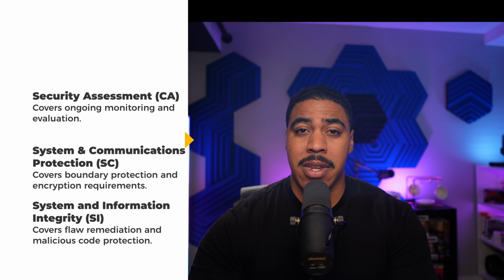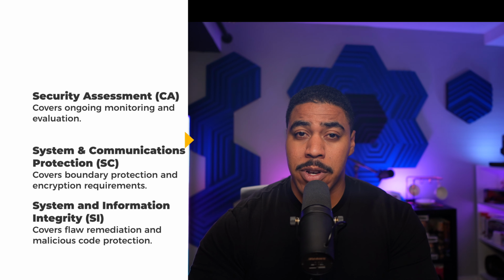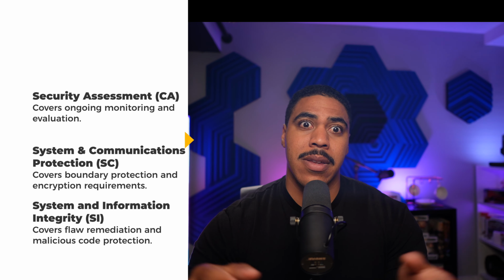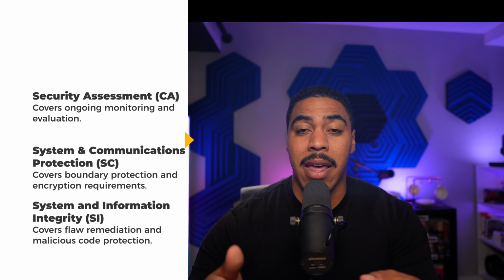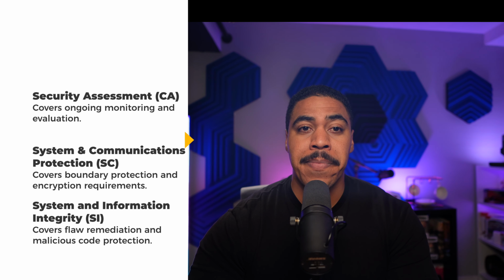Then we have system and communications protection. There are 16 requirements here. This protects your system and communications, surprise. And it covers your boundary protections as well as encryption requirements. So like encryption of the data itself and also encryption in transit.